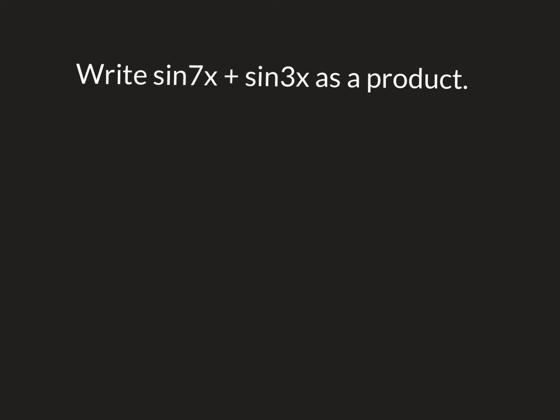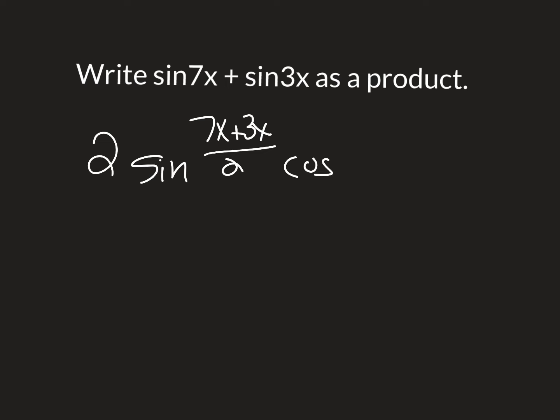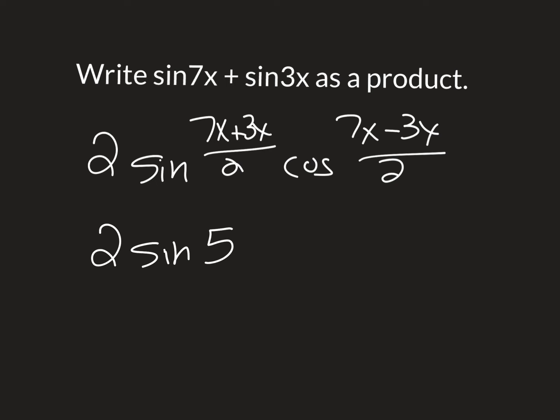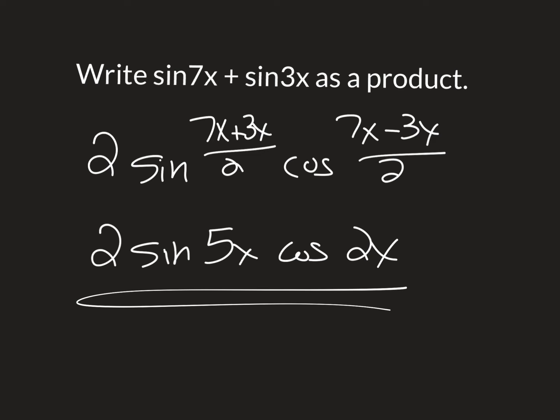This one says write sine 7x plus sine 3x as a product. I'm going to follow just what we did on the last page, and it would look like this: 2 times sine of (7x plus 3x) over 2, times cosine of (7x minus 3x) over 2. I'm just following exactly one of those formulas. I know I didn't write it down here, but it was on the last slide, and it'll also be on your identity page. If I work all that out, I get 2 sine 5x cosine 2x. We're just going to stop right there because it's a product. So we just took a sum, made it a product, and it was fun.